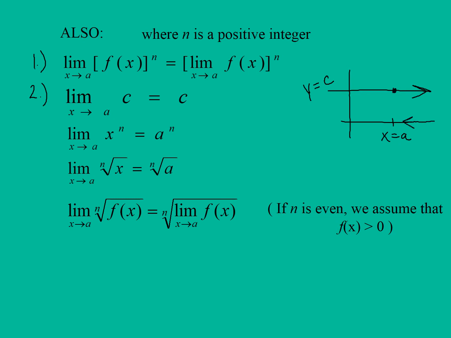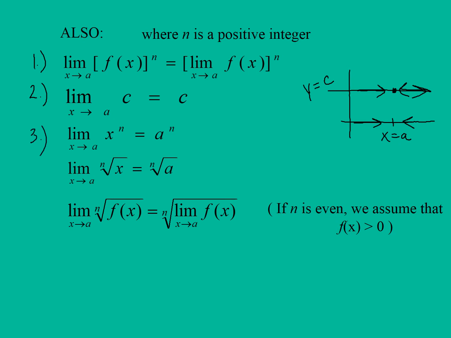If we took the one-sided limits, we approached a from the right side of a, we would be approaching this value, which is c. And if we looked at the one-sided limit from the left, approaching a, our y values are also approaching c.